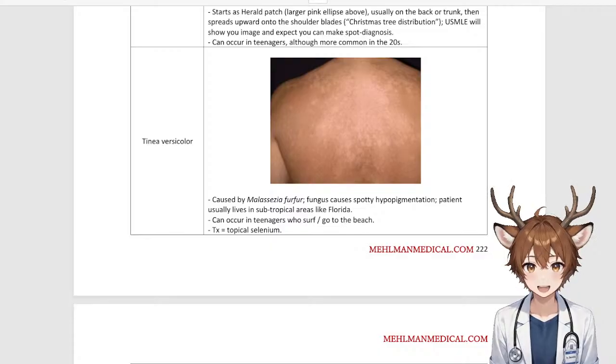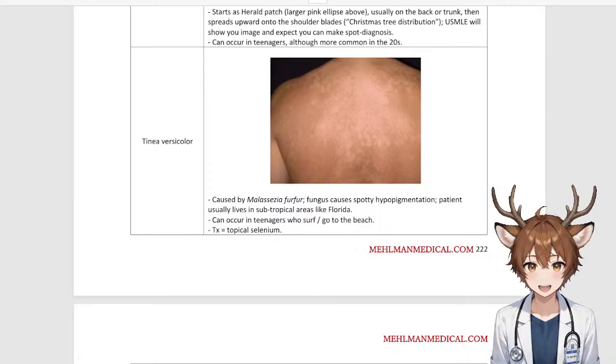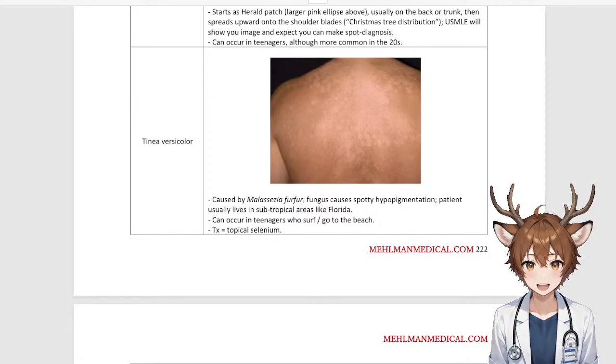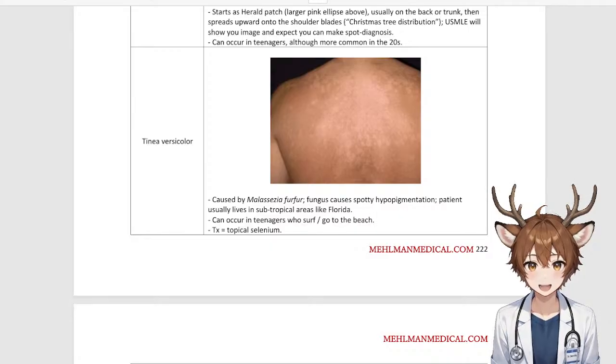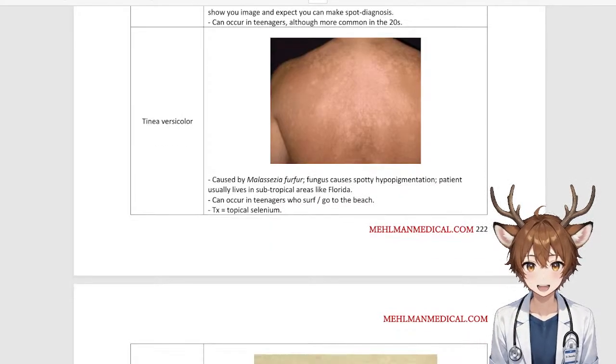Tinea versicolor, right here, caused by Malassezia furfur. The fungus causes spotty hypopigmentation. The patient usually lives in a subtropical area like Florida. Can occur in teenagers who surf or go to the beach. Treatment would be topical selenium. For tinea versicolor, topical selenium.